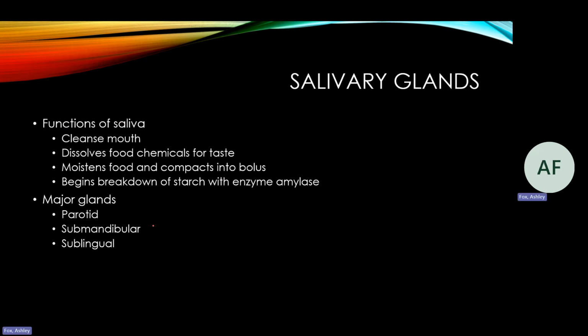Then we have salivary glands. We have three major ones. We have the parotid, which is going to be near your ear, sides of the face. We have submandibular, which is going to be under your mandible. Sub is inferior, so under the mandible. And then we have sublingual, which is under the tongue. Lingual is tongue. So you have the three major salivary glands.